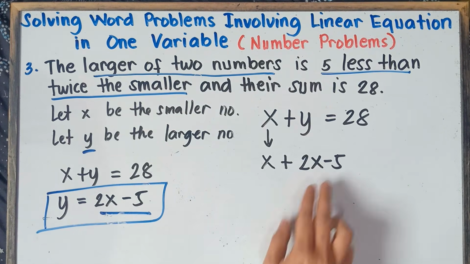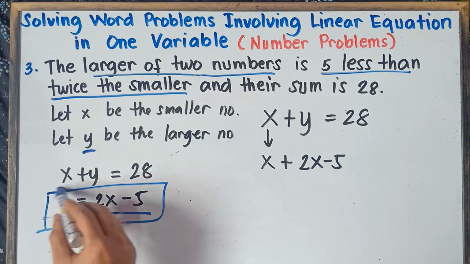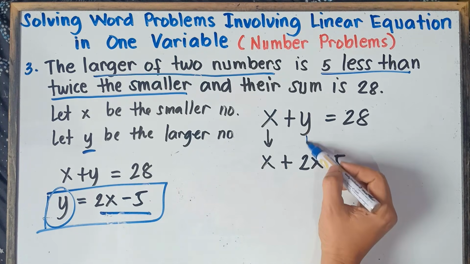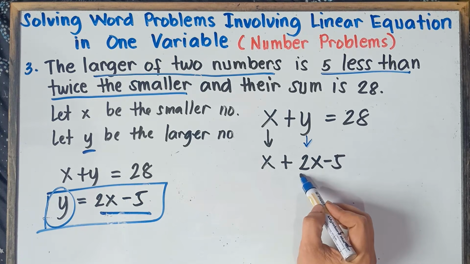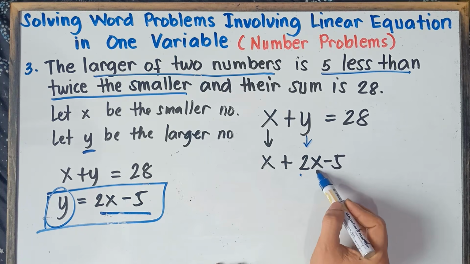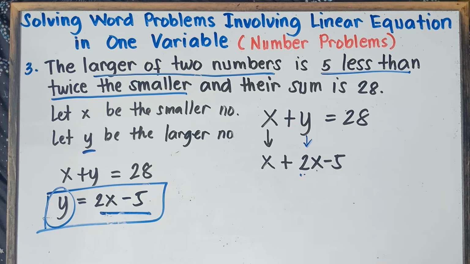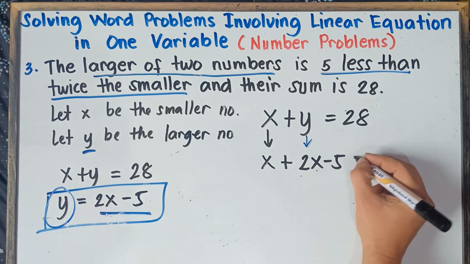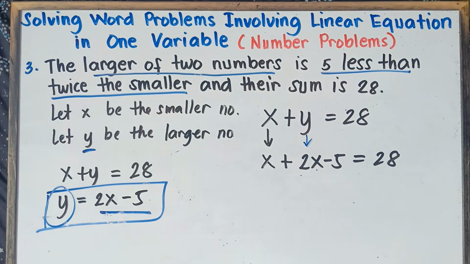Sir, where did you get 2x minus 5? This is the value of y, class. The larger number is twice the smaller number minus 5. So 2x minus 5 will be the value of the larger number. So y equals 2x minus 5. And then x plus y equals 28.